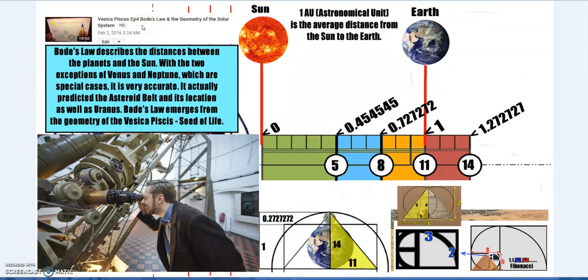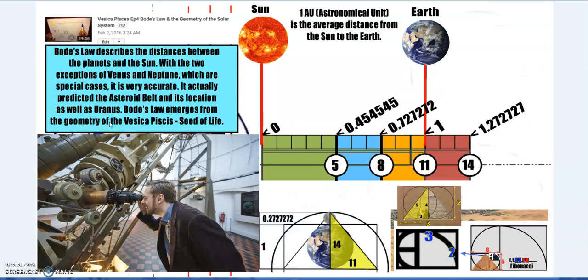So Bode's law describes the distances between the planets and the Sun, with the exceptions of Venus and Neptune, which are special cases. I talk about that in the video because it's essentially perfect, and still very close approximate in regards to Venus especially. But Venus is a special case because Venus rotates in the opposite direction. Bode's law actually predicted the asteroid belt and its location, as well as Uranus.